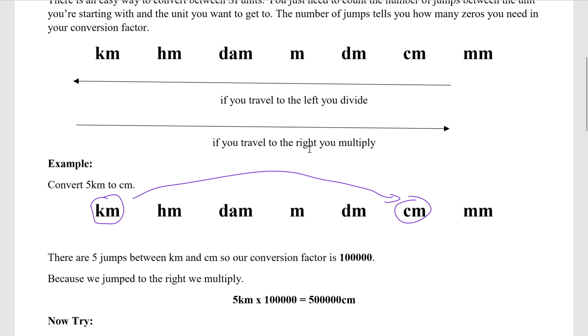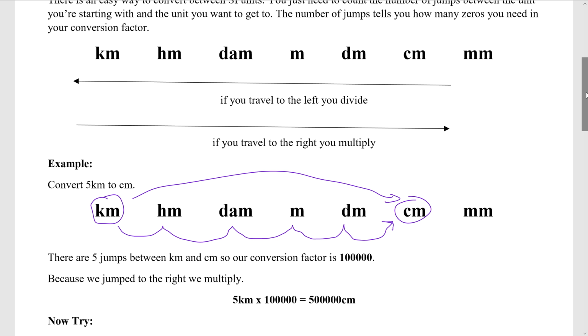So from kilometer to centimeter, we make 1, 2, 3, 4, 5 jumps. So there are 5 jumps between kilometer and centimeter, so our conversion factor is 100,000. We always start with a 1, and the number of jumps tells me how many zeros I need. In this case, I had 5 jumps, so I have a 1 and 5 zeros, 100,000. And like I said before, because I'm traveling to the right, I'm multiplying. So we do 5 kilometers times 100,000, and we get 500,000 centimeters in 5 kilometers.